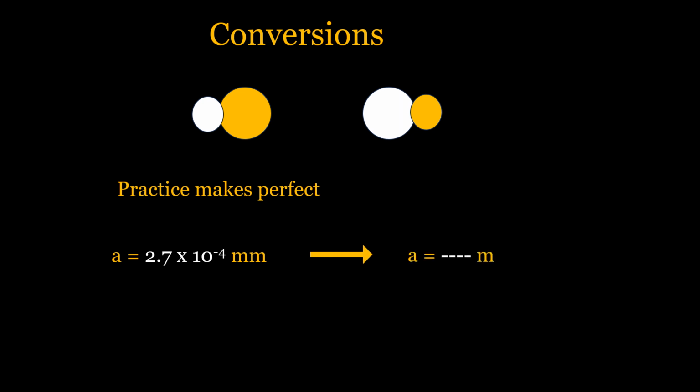First thing is to replace milli with its value, which is 10 raised to power minus 3. It will give A equals 2.7 into 10 to power minus 4 into 10 to power minus 3 meters. By solving the magnitude part, A equals 2.7 into 10 to power minus 7 meters. Thus, 2.7 into 10 raised to power minus 4 millimeters equals 2.7 into 10 to power minus 7 meters. Any of the above can be converted into smaller units as well.